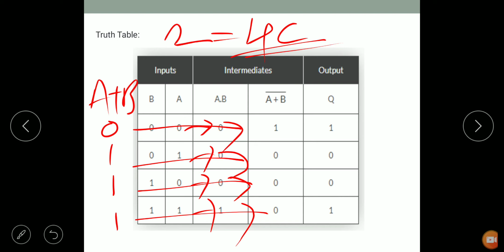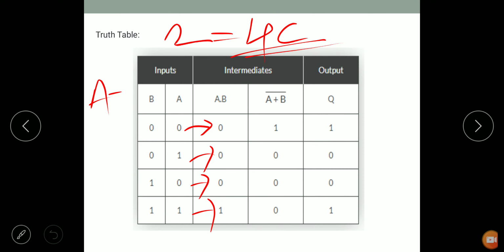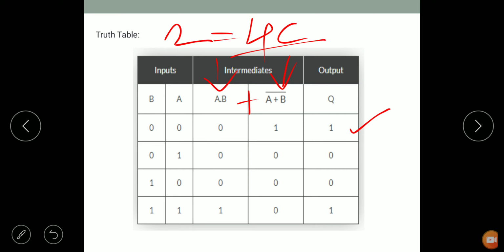Okay, so what is the output? AB plus this is nothing but Q. So we simply add the last two columns. The final equation Q is nothing but AB plus this. So 0 plus 1 is 1, then 0 plus 0 is 0, 0 plus 0 is 0, and 1 plus 0 is 1. This is the truth table for the equation.